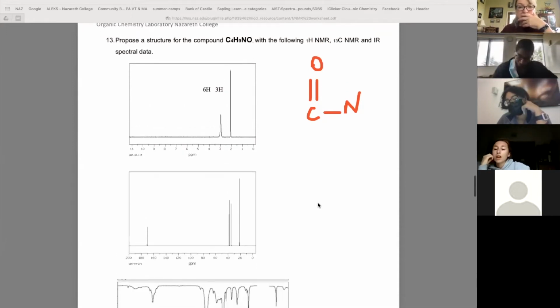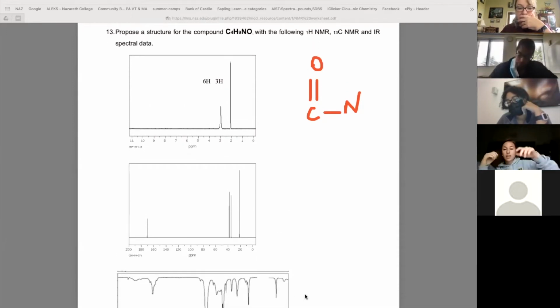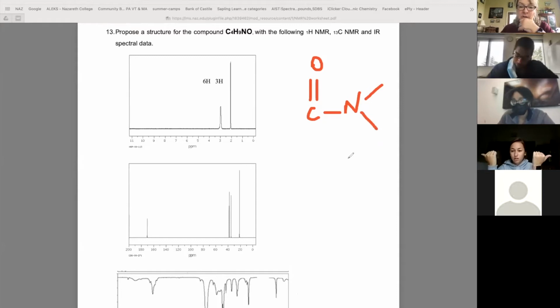Okay. I did, so I had nitrogen, and then to either side of it, I had a methyl and a methyl. On the nitrogen? Correct. So then the nitrogen was satisfied. Now it has 3 bonds. Good. And then off of that carbon, I had another methyl group. So now does this match?